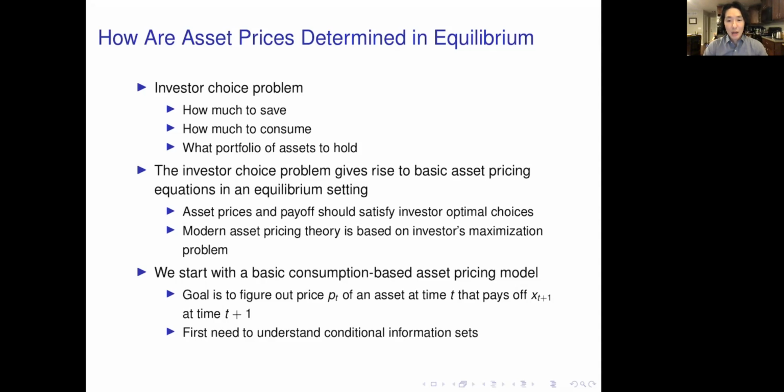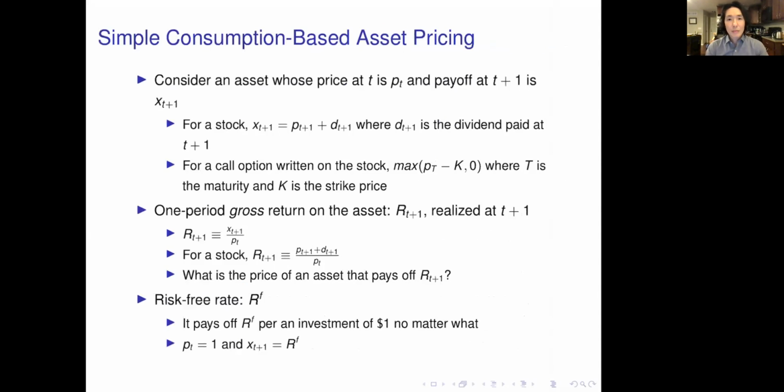So we first need to understand the conditional information sets. 인베스터들이 어떤 conditional information을 갖고 있는지가 중요하게 됩니다. 그러면 다음과 같은 세팅을 보죠. Let's take a look at the simple consumption-based asset pricing model. So let's consider an asset whose price at t is Pt and the payoff is xt plus 1. 즉 다르게 얘기해서 여기 있는 Pt가 타임 t에서의 price이고 xt plus 1이 그 asset이 가져다주는 payoff 이게 됩니다.